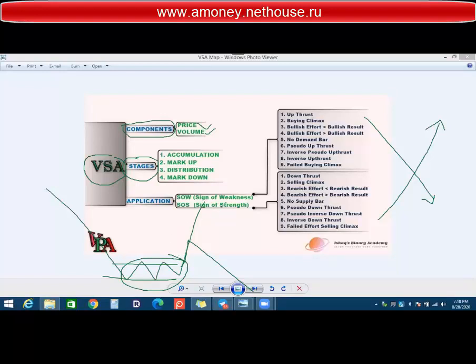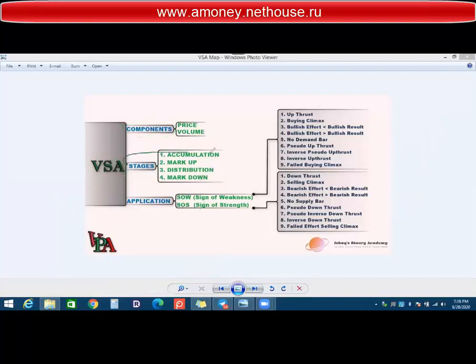And there are some words which will be changed in the VSA from the price action. As in the price action, we are saying uptrend, downtrend, pullback. This type of words we are using in the price action. But in the VSA, some words, some terms are changed. We must understand these things. Okay, so stages now we are going to start.